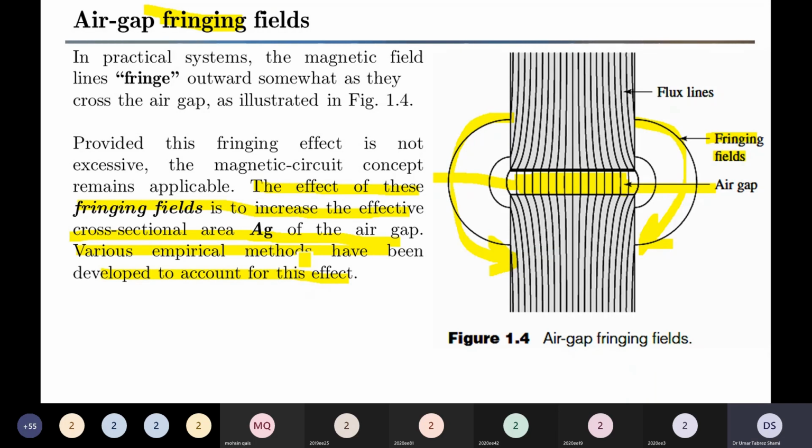What is the meaning of empirical? Empirical means that there is no derivation. It's just a formula that people have derived using their experience. So there is no mathematical derivation. It's just a formula that people have come up with using their experience.